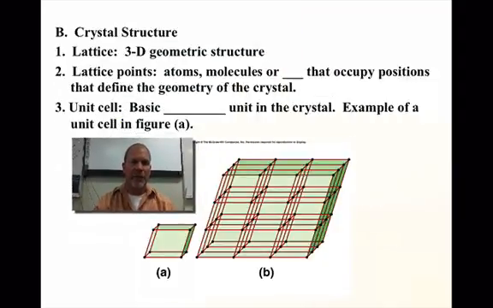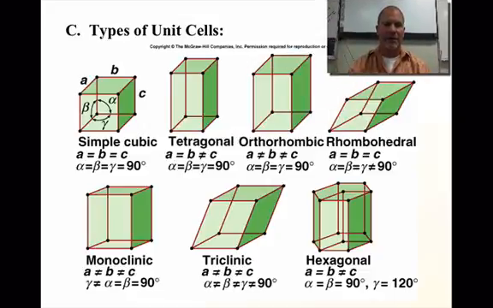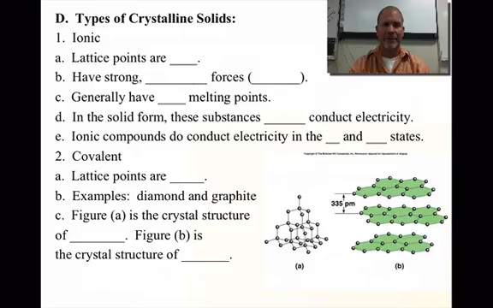Crystalline structure. Crystalline structure is a 3D geometric structure. The lattice points, key point here, lattice points can be atoms, molecules, or ions that occupy a position that define the actual geometry of the crystal. So make sure you circle that. A crystal, 3D geometric structure, all starts with a basic unit cell, and this unit cell repeats itself over and over and over again. There are 7 types of unit cells. Just know the number 7.